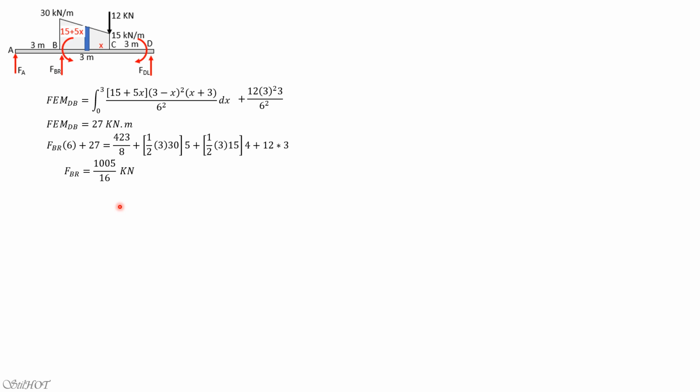Then summation forces y equals 0 for span BD only. FBL plus 1005 over 16 equals 1/2 of area of the trapezoid. So 1/2 30 plus 15 times 3 plus 12. So FDL is 267 over 16 kilonewtons.